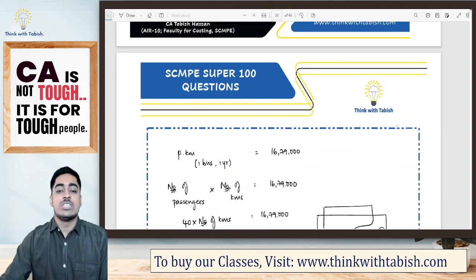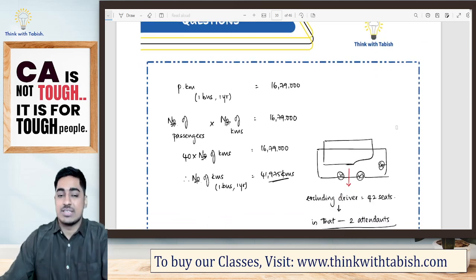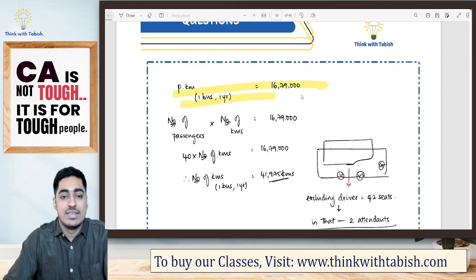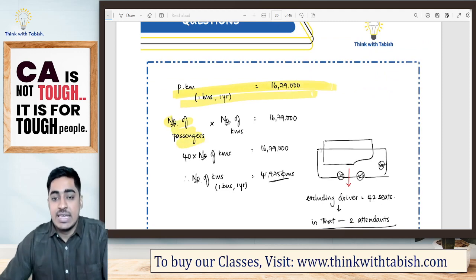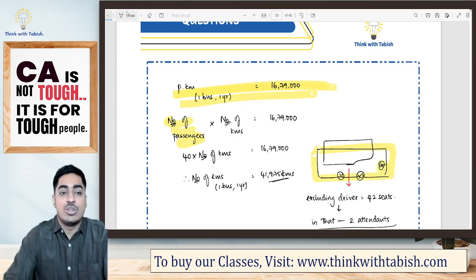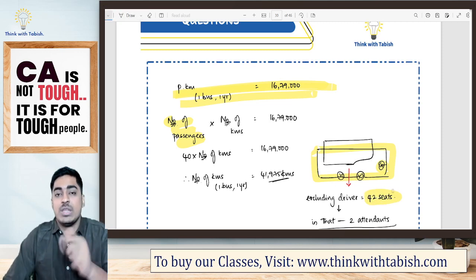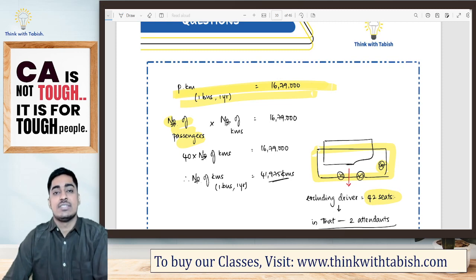Fine. Now what is passenger kilometer? CA Intro also we have discussed. It is nothing but number of passengers into number of kilometers. Now number of passengers, how much is it? Question is telling, this is my bus. This is the driver. Excluding my driver's seat, how many seats are there? 42 seats are there. That means maximum how many passengers can sit? 42 passengers can sit. But in reality, can 42 passengers sit?